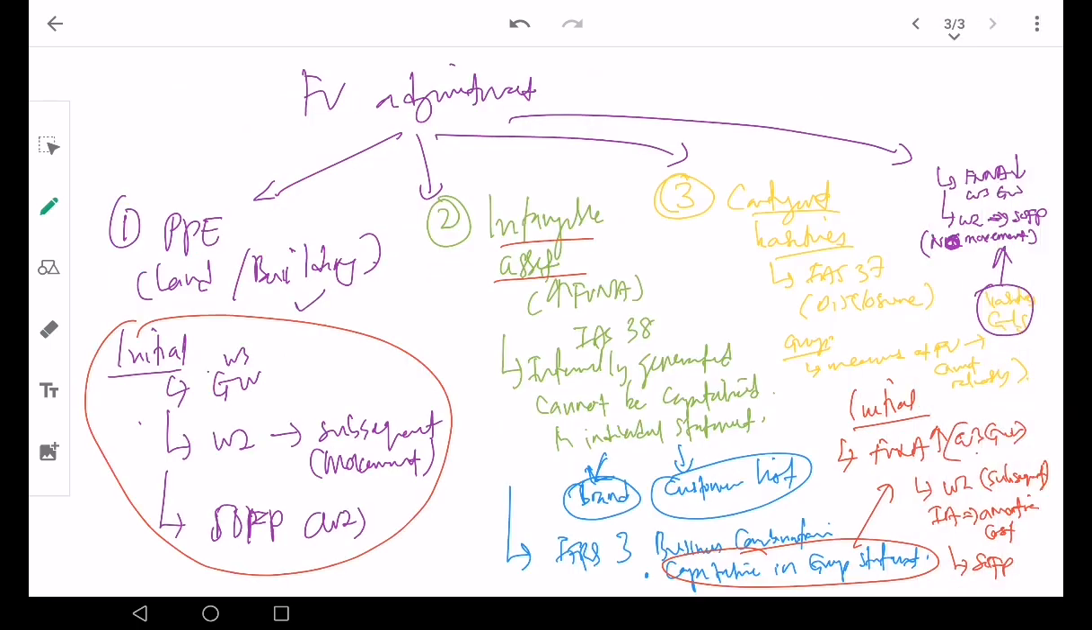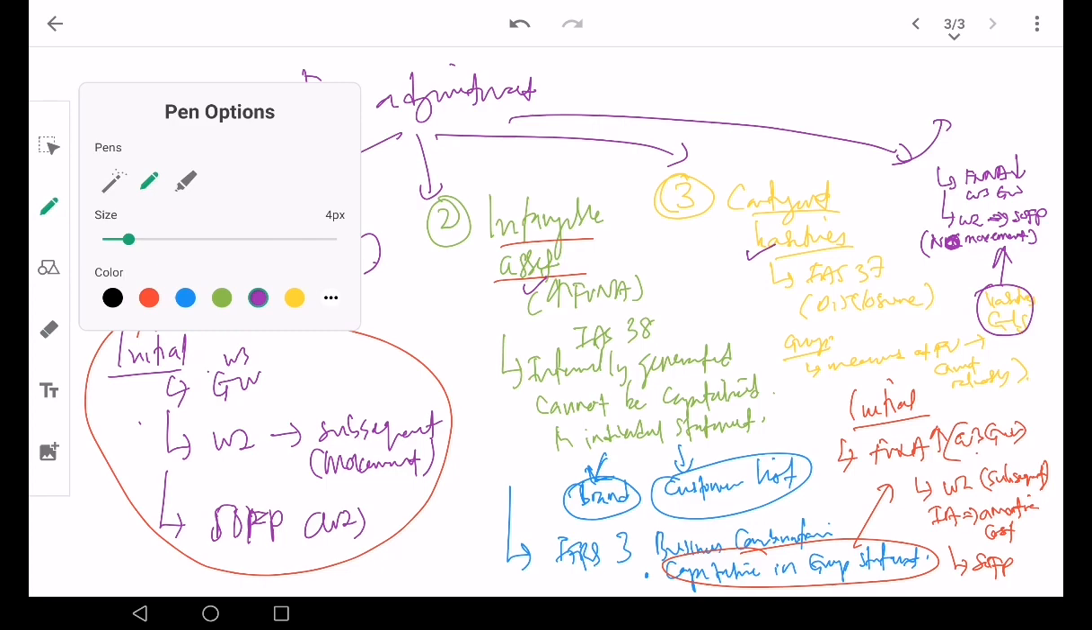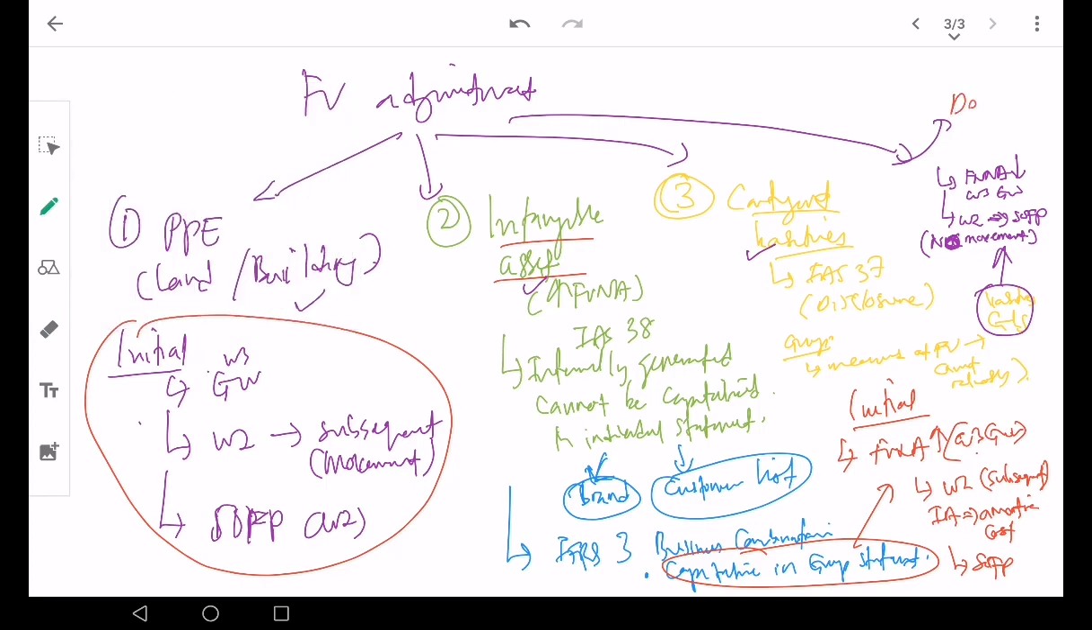So PPE, you have intangible asset, you have contingent liabilities. Next, we will be having deferred tax. Under this deferred tax, I will share from another video, deferred tax on group financial statement. I will cover all deferred tax on group statement in my other video. Today I just want to share why you have this fair value adjustment.